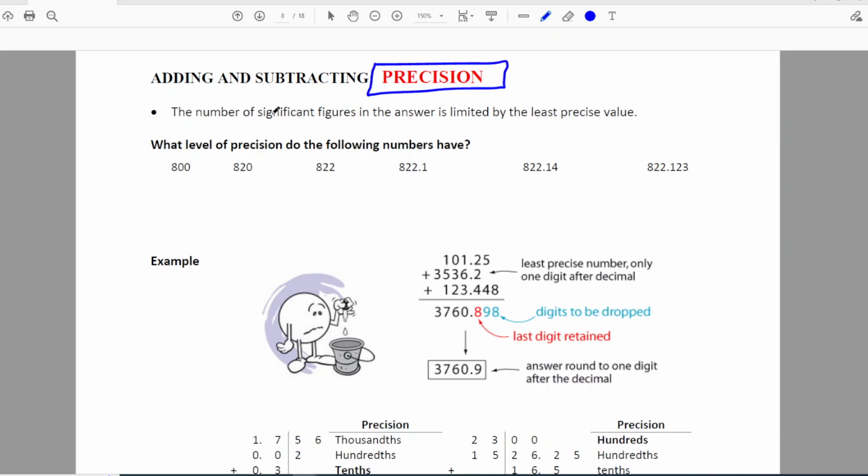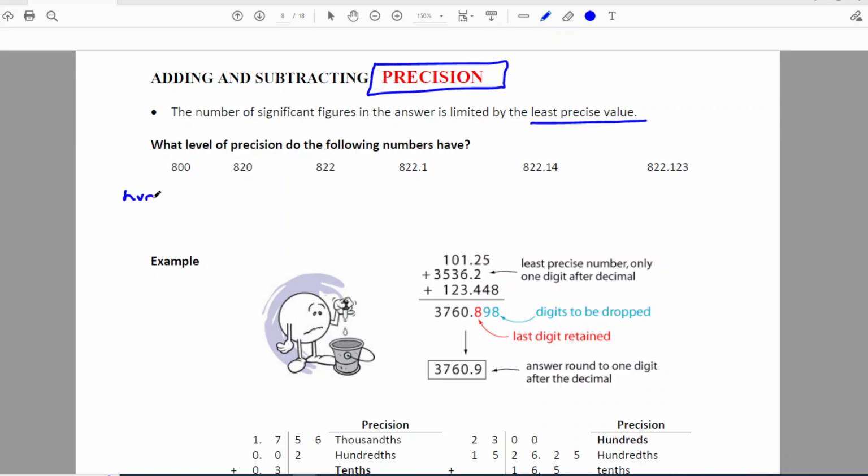What it is that the number of significant figures in the answer is not limited by the number of significant figures in the question. It's limited by the least precise value. So let's just take a minute and do a little review to see if you know what I mean by precision. For example, if I give you a number like 800, what level of precision does that number have?